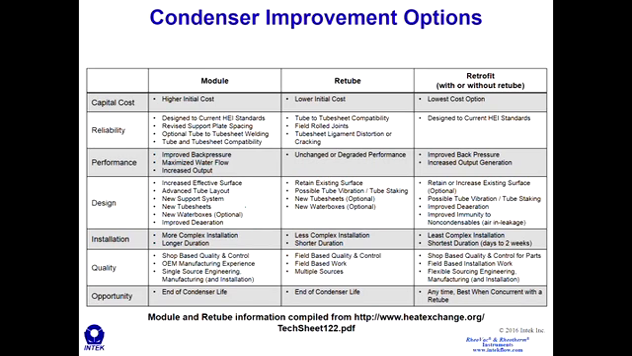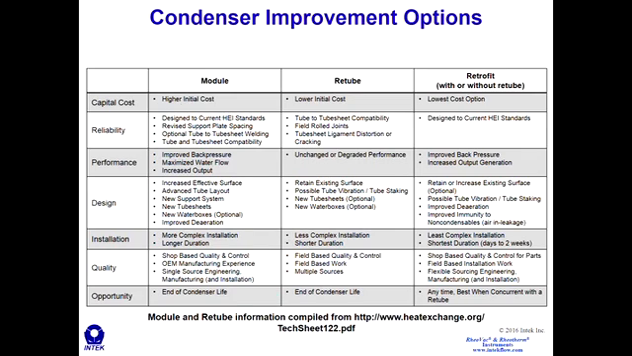So this slide here, I'm coming towards the end of my slides. This slide here summarizes some of the options that you would have to improve the performance of your condensers. There's modular replacement, there's retubing, and retrofitting. And this table is modified from the Heat Exchange Institute's tech sheet 122. You can find that on the web.